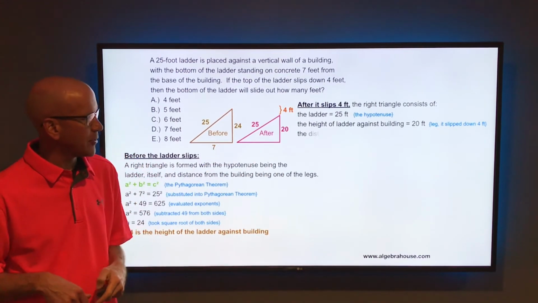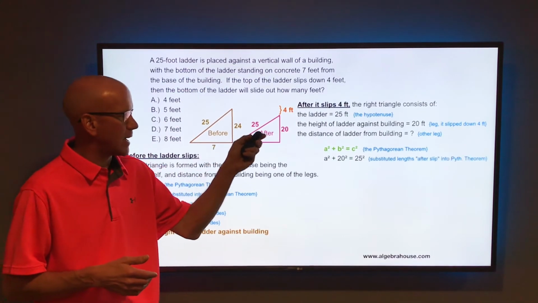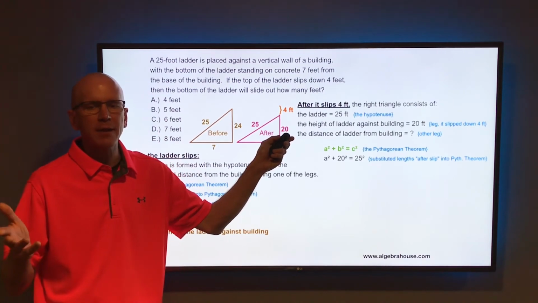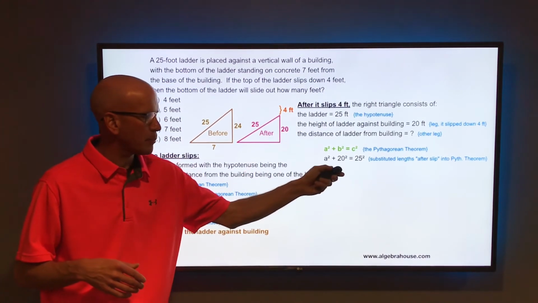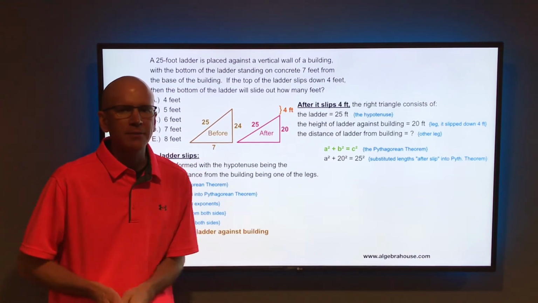So with the Pythagorean theorem, again, that's a squared plus b squared equals c squared. That 25, again, is the hypotenuse. It's going to go in as c. And that 20 could go in as either a or b. It doesn't matter. It's just one of the legs. I'm going to put that in as b. So we have a squared plus 20 squared equals 25 squared.